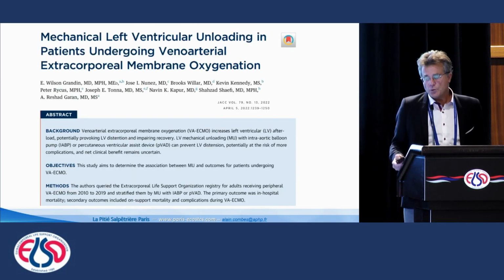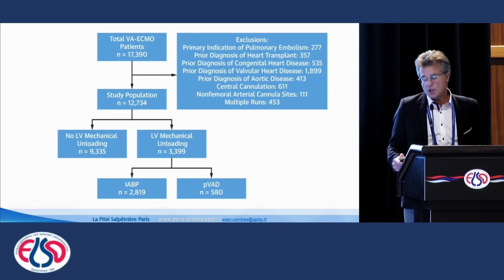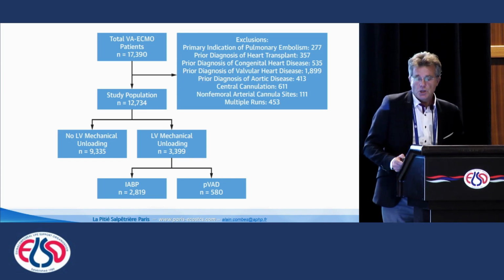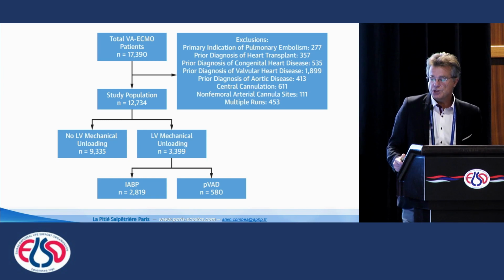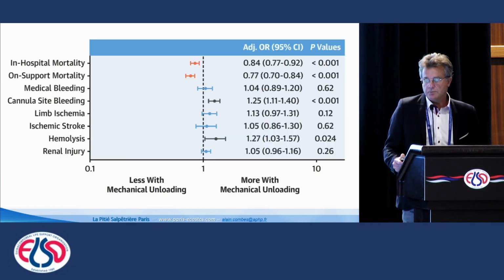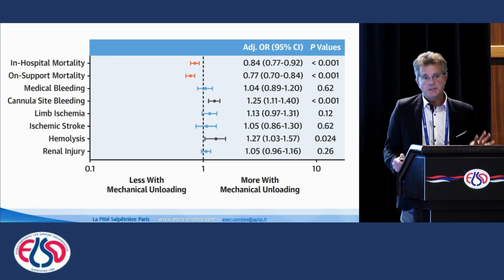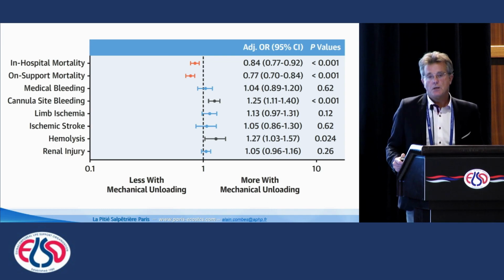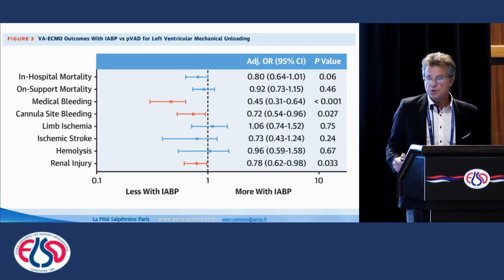And we also have convincing data from the ELSO registry, a paper published a couple months ago on a large series of patients who got VA ECMO for cardiogenic shock and who got LV unloading, whether it was the balloon pump or the Impella which was used, and clearly showed that the in-hospital mortality was less for those patients who got unloading. And there was also a trend towards less mortality with the IABP.